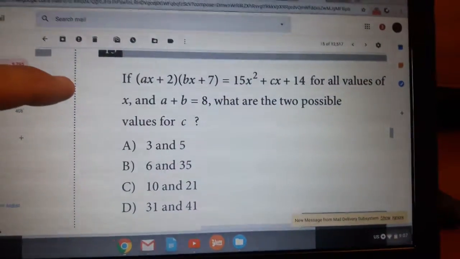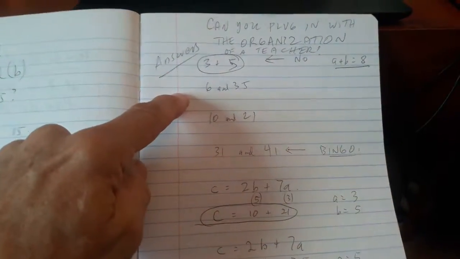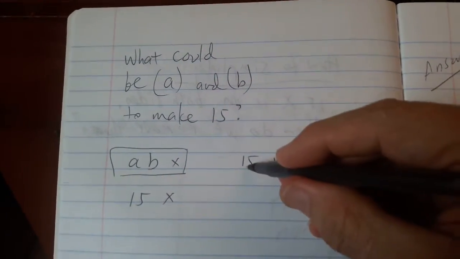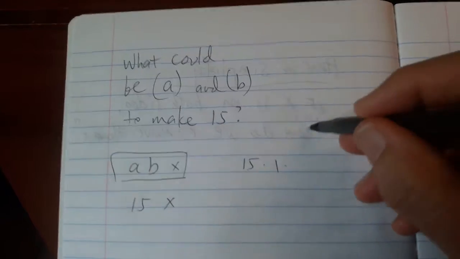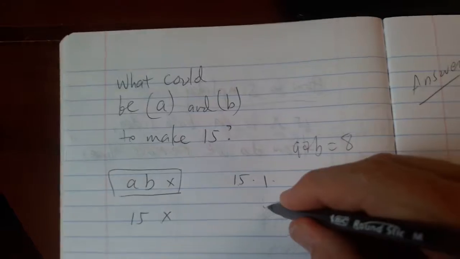We're back to here trying to get down. What is C? What is C? Well, what we can see is that rather than try to figure out every possibility for a plus b, we can narrow it down just by noticing that a times b is going to be 15x. And a could be 1 and 15, but that didn't work out because we have that rule that a plus b equals 8.